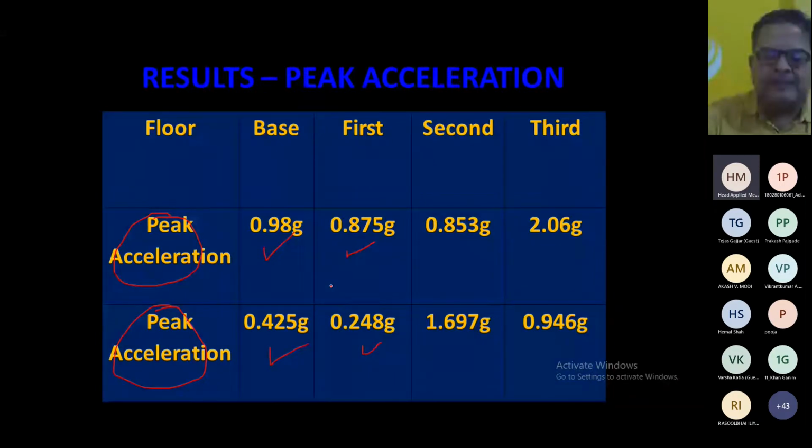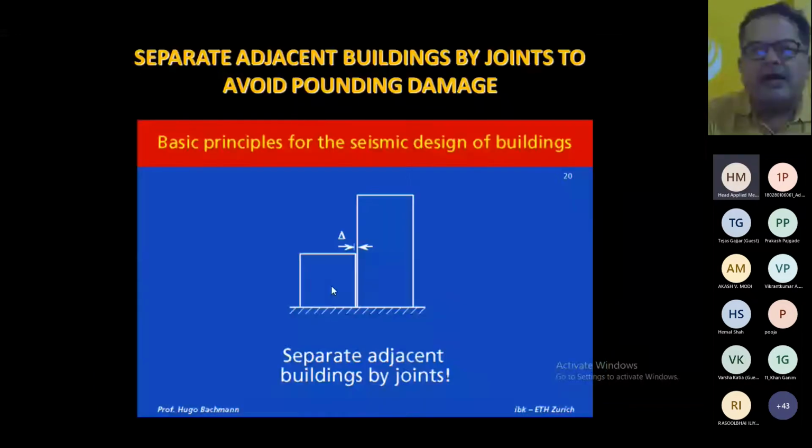Now, another important thing which Shetala ma'am has addressed: when two buildings are very close to each other, for the dead load and live load they behave properly. But when the lateral load comes, these two structures will vibrate in a different way, right? And if sufficient gap is not provided, then they will hit each other. When they hit each other, that is known as pounding, right?